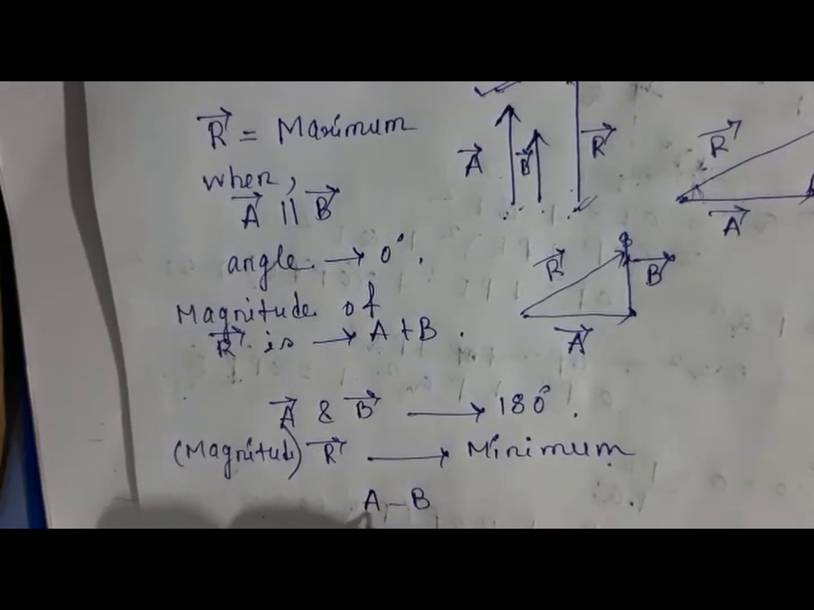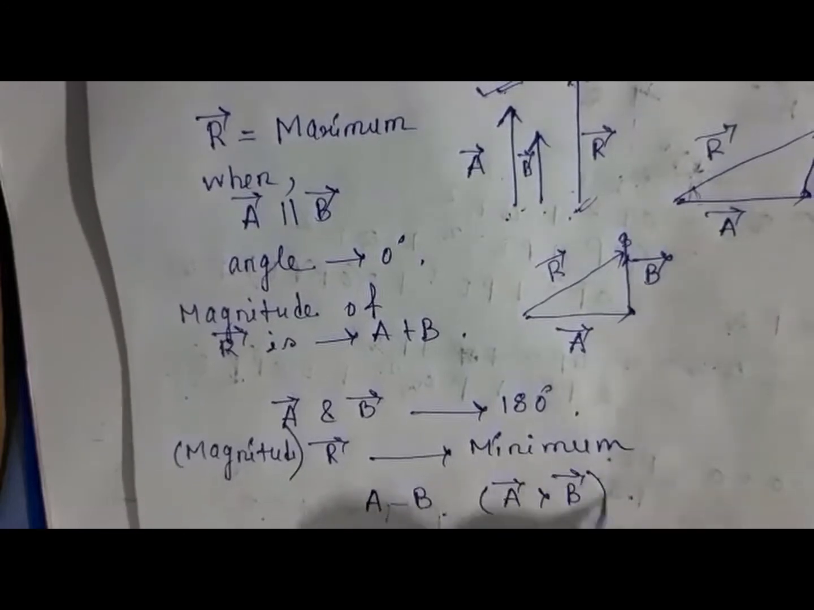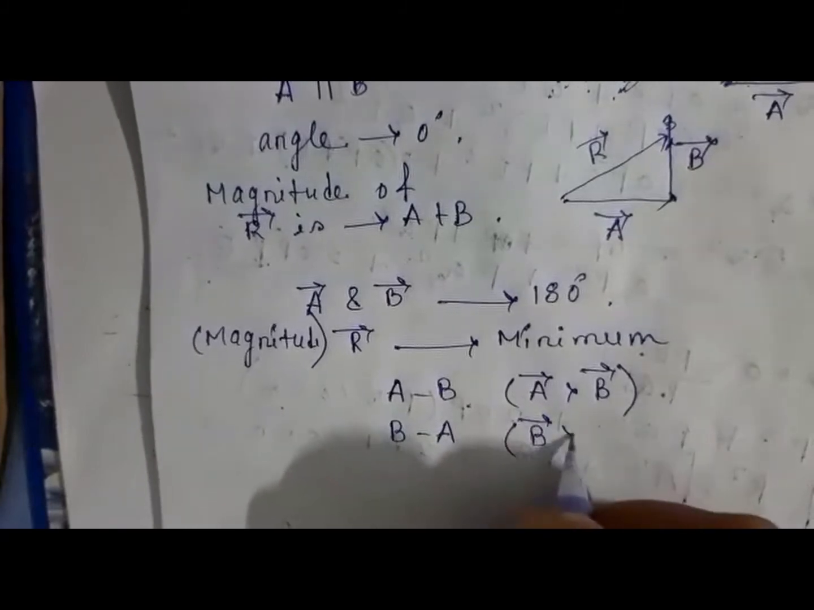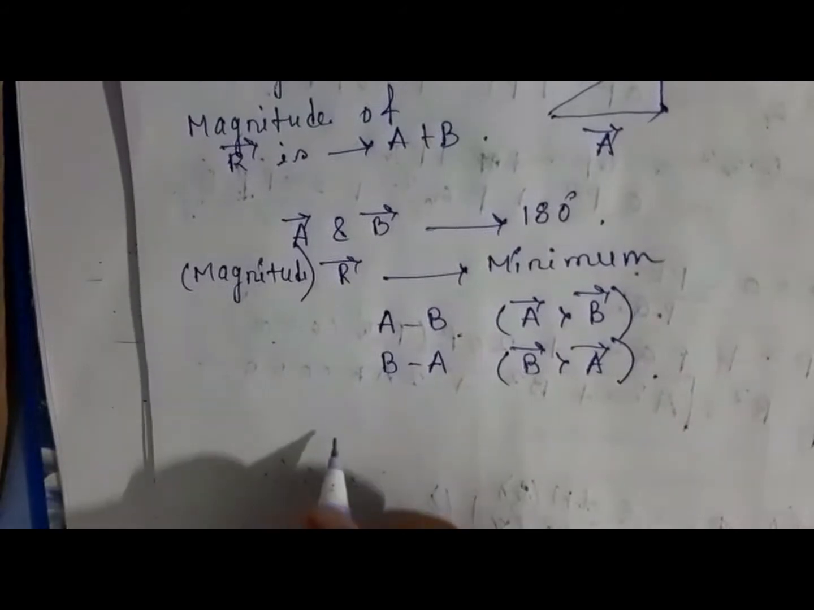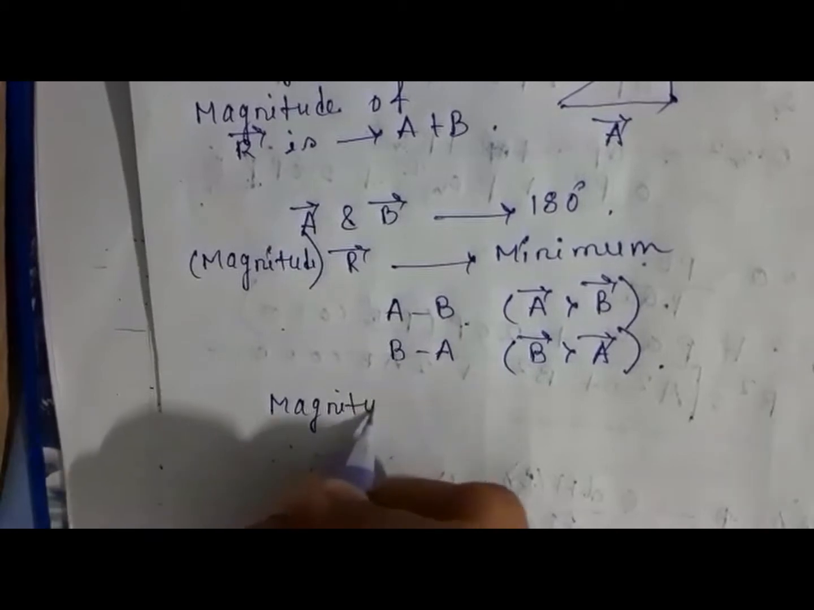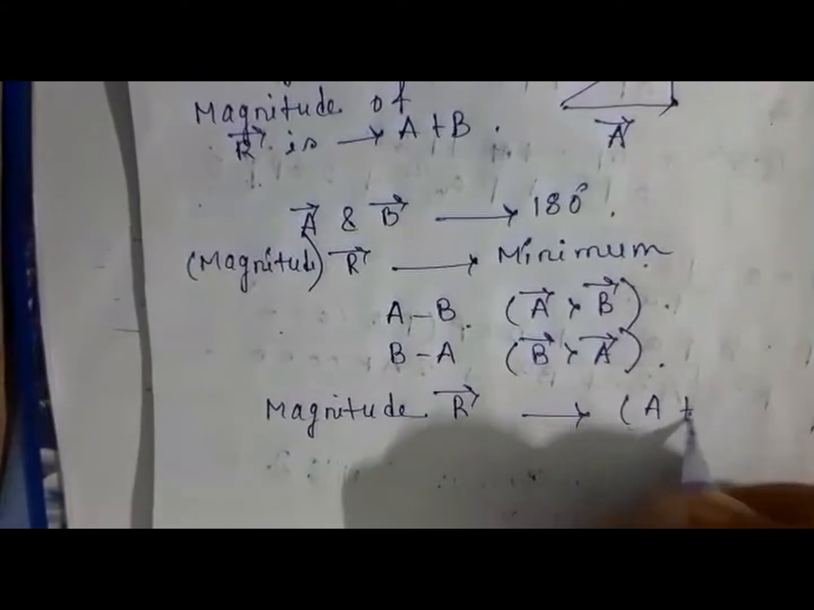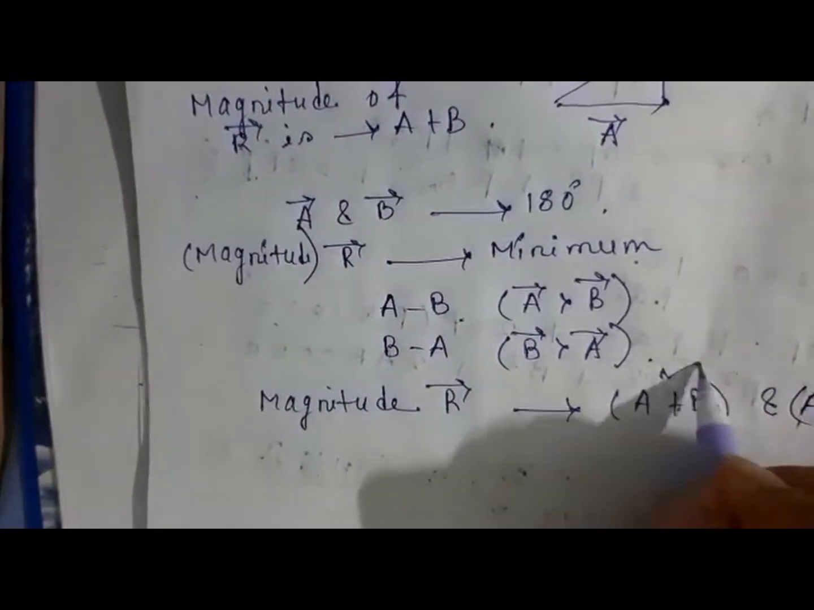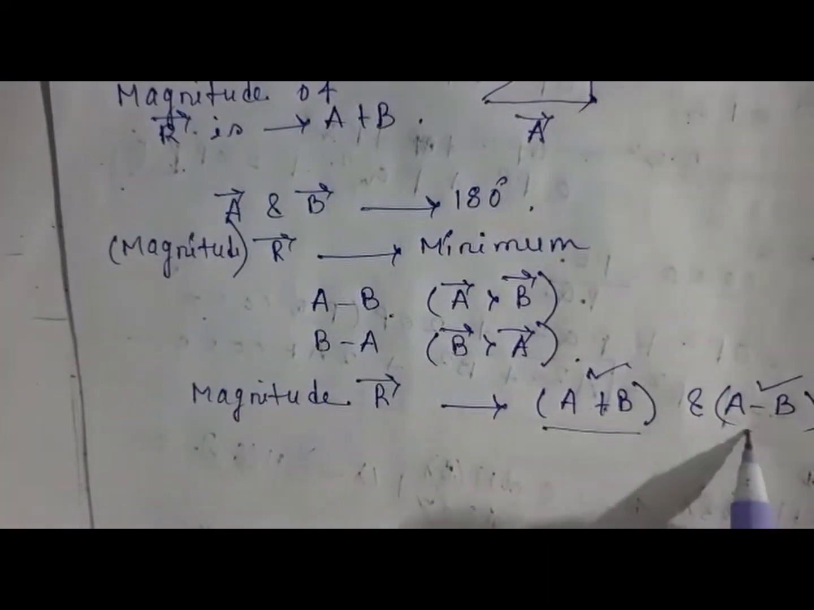It is going to be A minus B when your A vector is greater than your B vector, and it is going to be B minus A when your B vector is greater than your A vector. Okay, so your magnitude of R is going to lie between your A plus B and your A minus B, because this is your maximum value and this is your minimum value. So it is going to lie between these two.